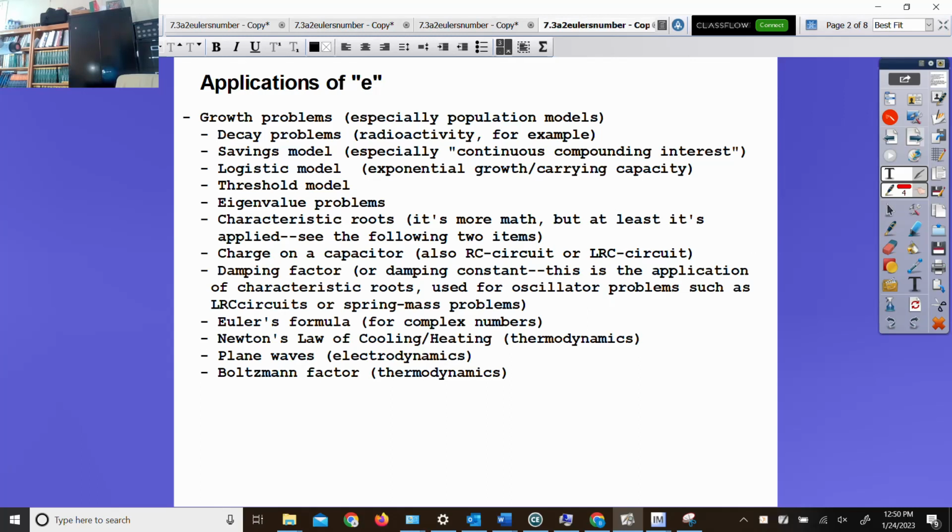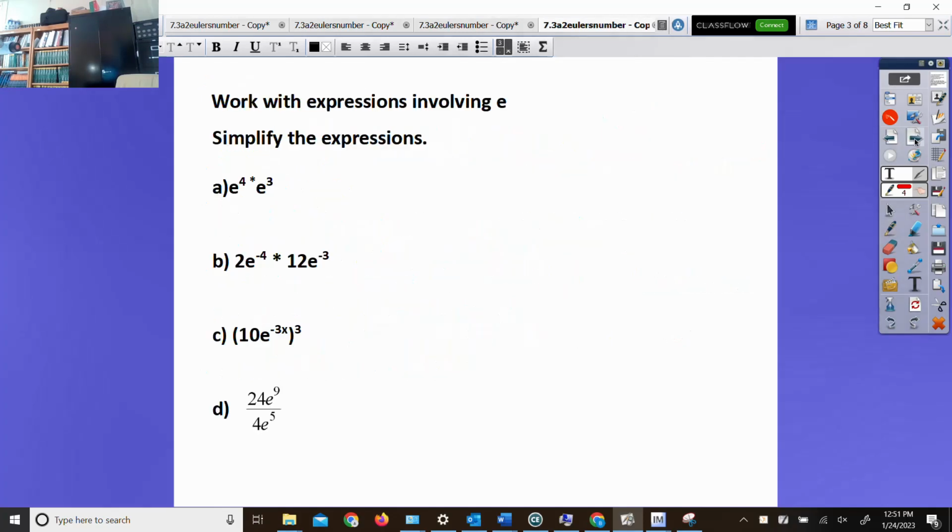These are the applications of it. Some of this we do in Algebra 2. We will do growth models, decay models, and savings models. We'll do a logistics model. Actually, today we'll do a logistics model. And we will do just a touch of thermodynamics. What's thermodynamics? Air conditioning is thermodynamics. It really is. Thermodynamics deals with temperature changes. So yes, HVAC is technically thermodynamics.